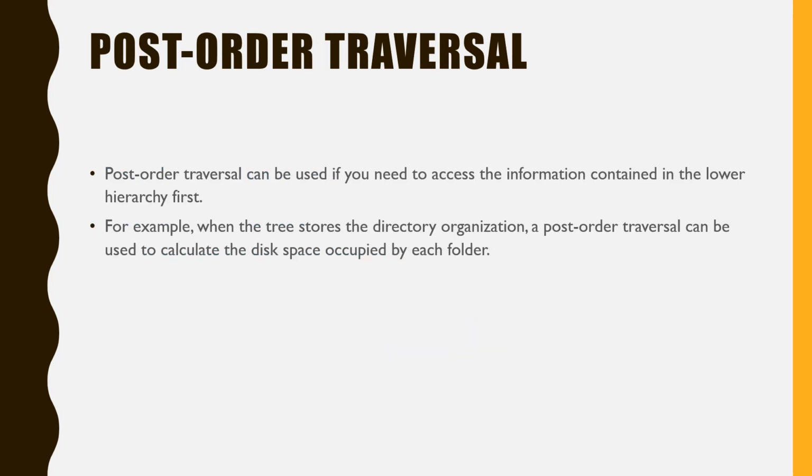Now, let's take a look at post-order traversal. Post-order traversal is often used when we need to access information in lower level nodes before accessing information in higher level nodes. One common application is calculating the disk space occupied by a folder. To do this, we need to sum the sizes of all the files stored under the folder of interest. Since the files under the folder correspond to descendants of the folder in the tree structure, post-order traversal is necessary to visit the files first.